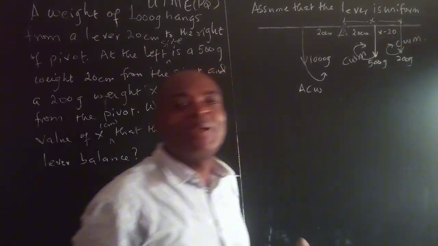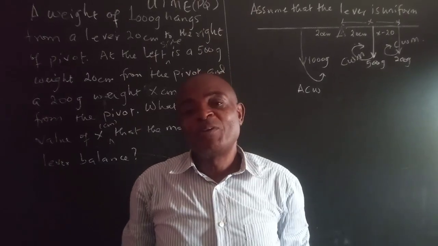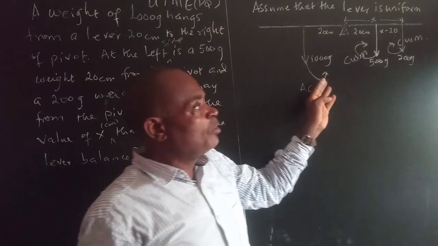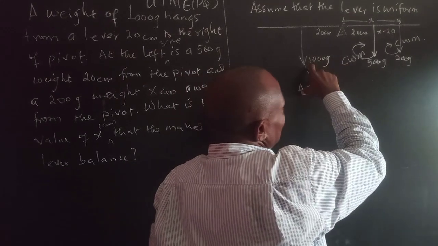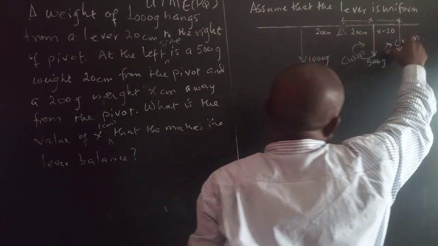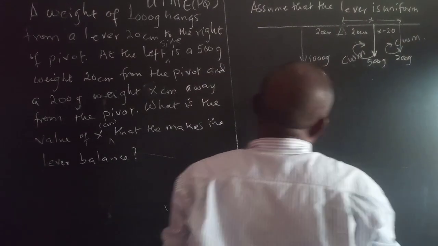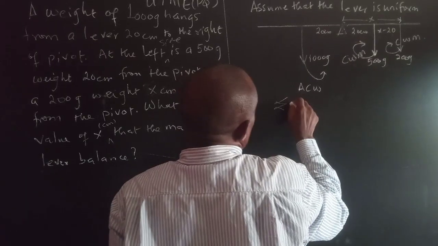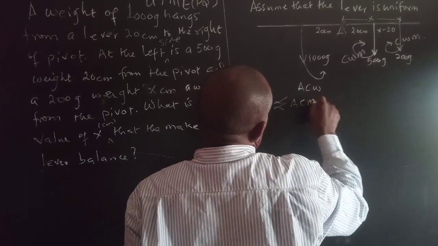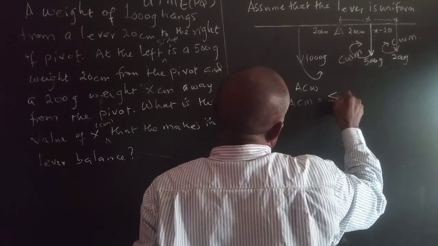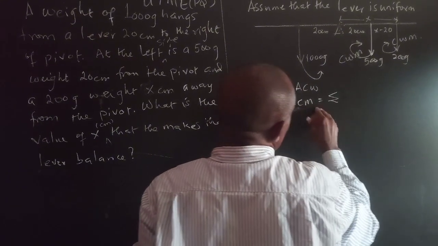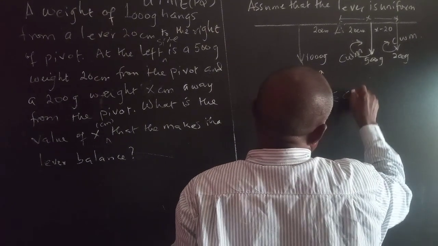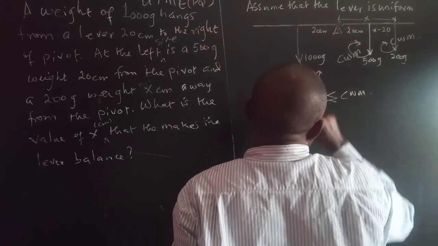So we know the moments that are clockwise, and we know the moments that are anti-clockwise. This is the only one that is anti-clockwise. We have clockwise moment, we have clockwise moment. So we say that the sum of anti-clockwise moment is equal to the sum of clockwise moment.